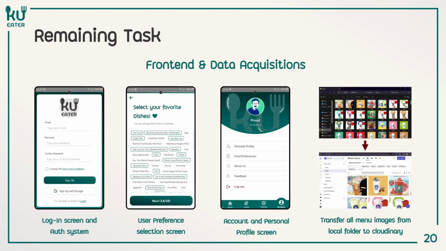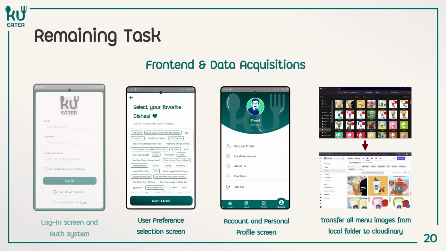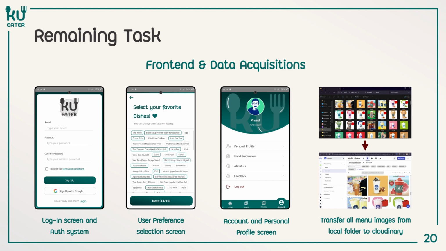The remaining tasks of the front end have three main parts left, which are the login screen with authentication, the user preference selection screen, and the user account screen. And as I already said, we have to transfer the local image folder to a CDN, for which we use Cloudinary.